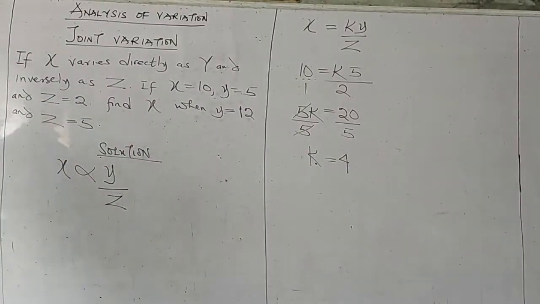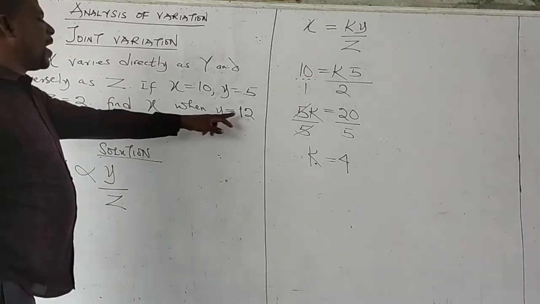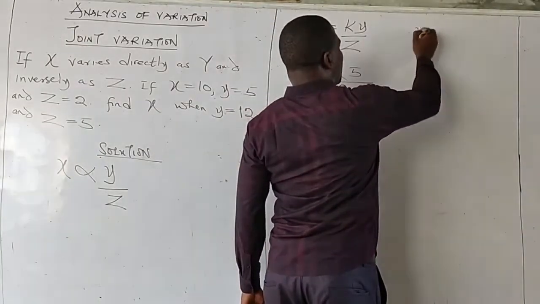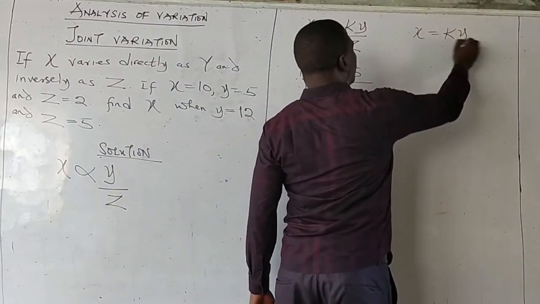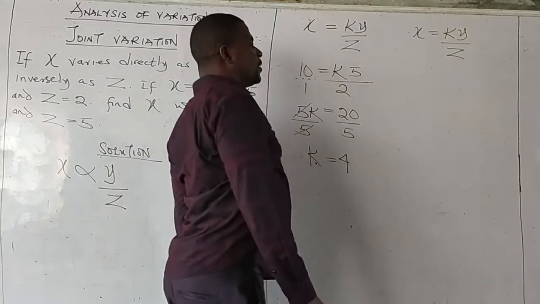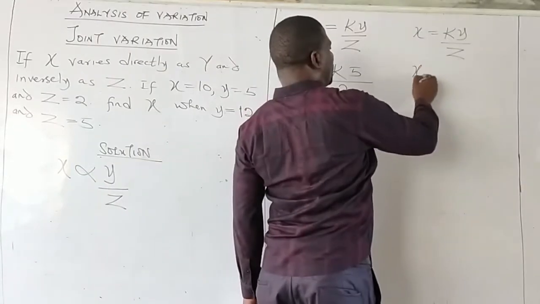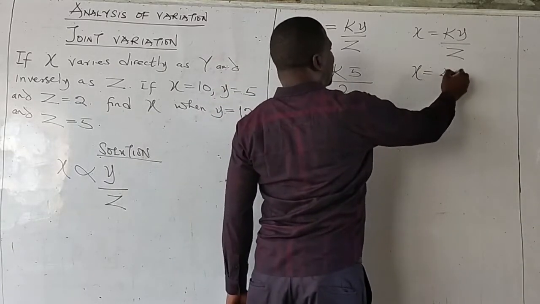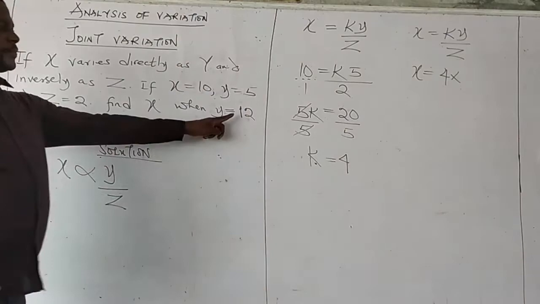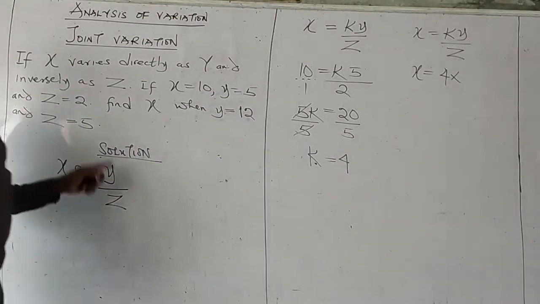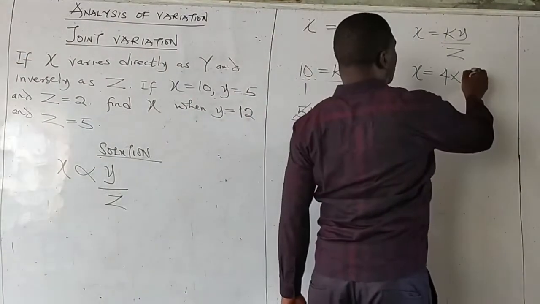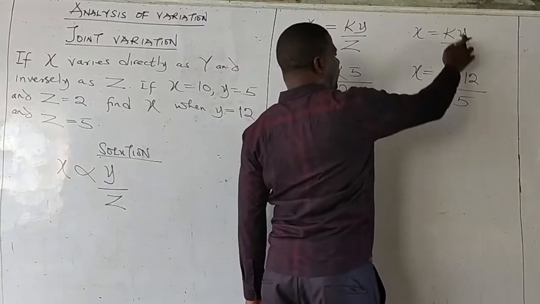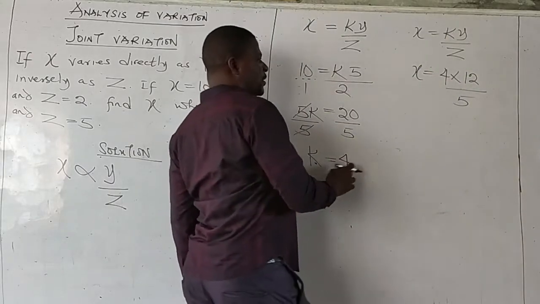Are we together? So the answer: I should find x when y is 12 and z is 5. So I'll write this again. x equals k y over what? z. Are you with me? So I don't know x, that's what I'm looking for. k is what? 4. 4 times y. What is y? 12. And what is z? z is 5. So 4 times 12 divided by 5. z is 5, y is 12, and k is 4.